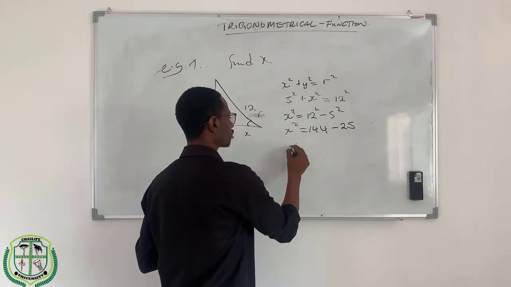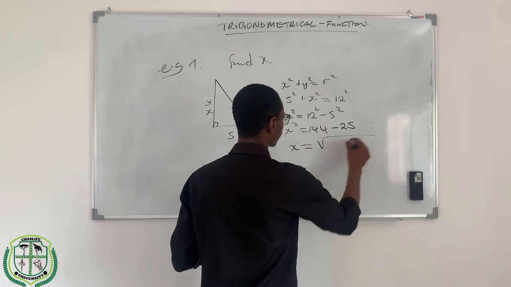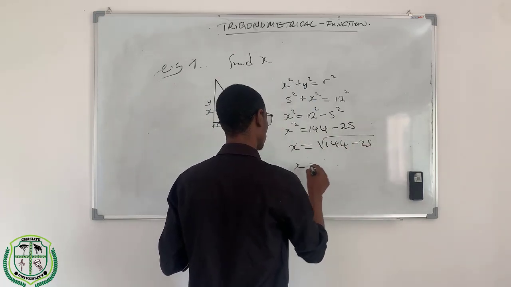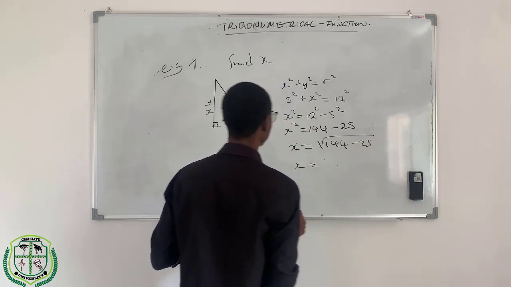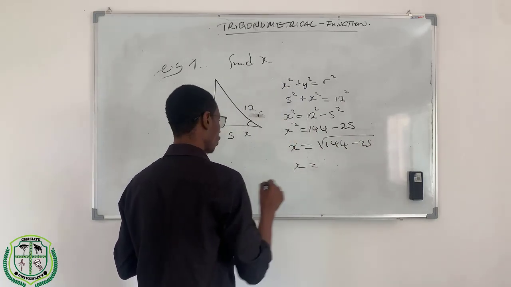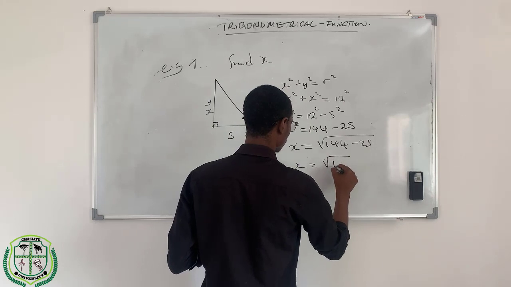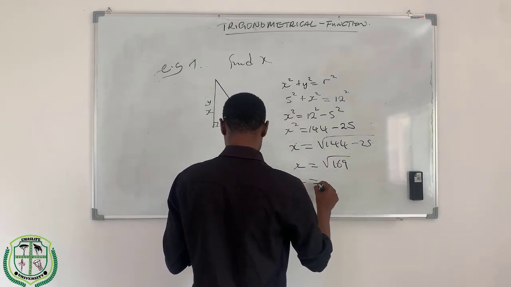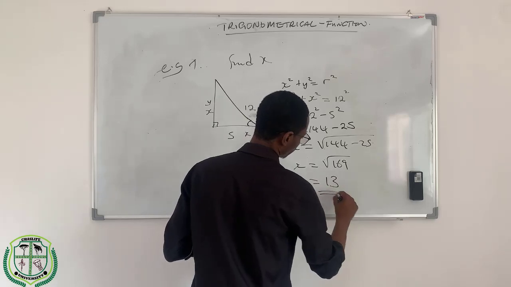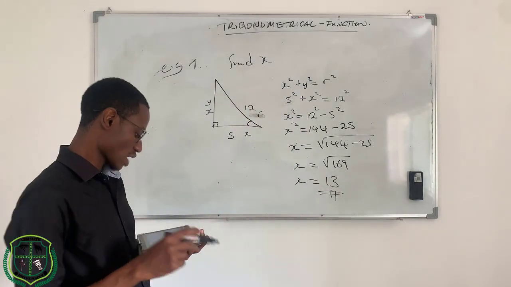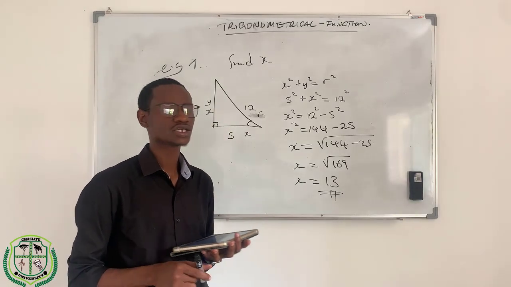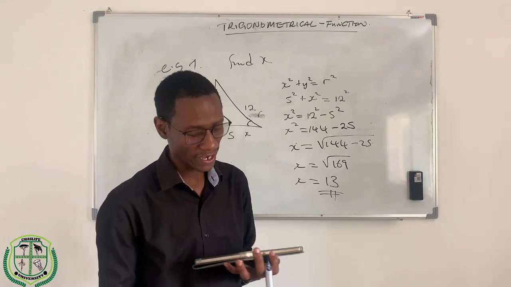So to get rid of this, we're going to introduce a square root, okay, and our square root, what will be our answer? Our answer will be, of course, it will be this, 169, x will be 13, okay? That will be our answer. So in case you've been asked, do not fail to find.